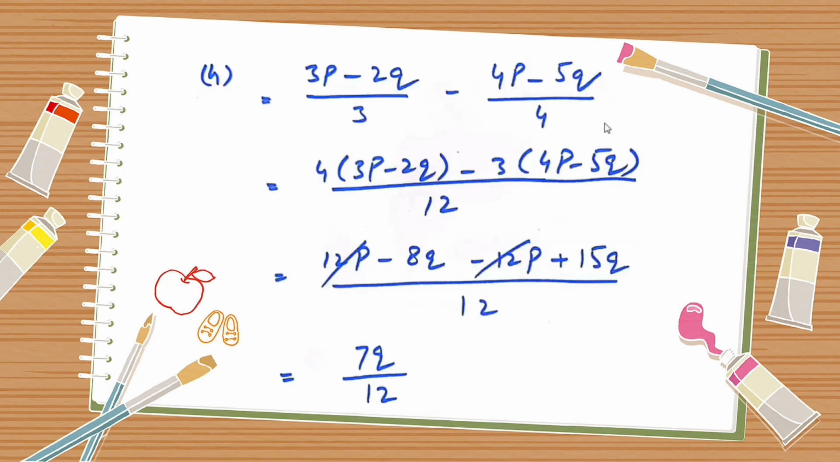This is the last part of this question, and in this part we have to find the LCM first, of 3 and 4, that is 12. After finding the LCM, divide it with the denominator, multiply with the numerator, and then after multiplying them we have to add or subtract the similar variables. In this case we have 12p and minus 12p, which cancel each other, and then minus 8q and plus 15q. So plus minus is minus, and we subtract 8q from the 15q. The answer is 7q divided by 12.